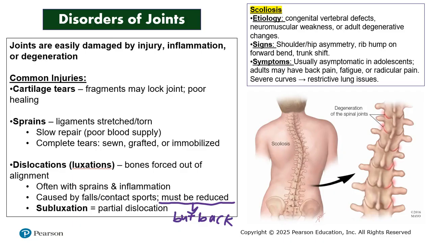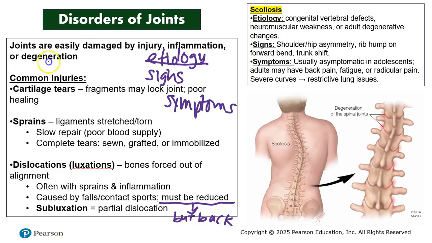Okay. Now, when we're thinking of some disorders of joints, we're only going to focus on 5 disorders. And when we're talking about these disorders, there are 3 pieces we're going to focus on. We're going to focus on etiology, or really the origin of that particular disorder. We're going to focus on the signs of that disorder and also the symptoms that come from it. Okay, folks? And the first one that we're going to talk about is scoliosis.